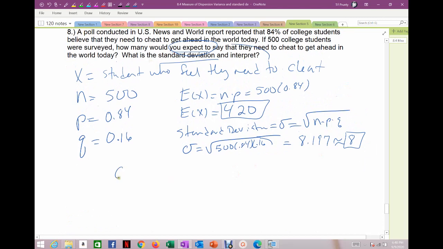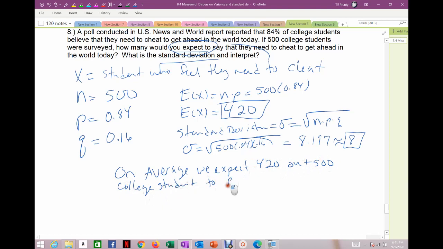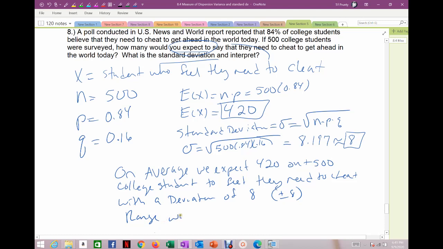What does that mean? So it means, on average, we expect, based on our probabilities, 420 out of 500 college students to feel they need to cheat to get ahead in the world today, with a deviation of 8. So I mean the plus minus is 8. So the range would be anywhere we would expect.